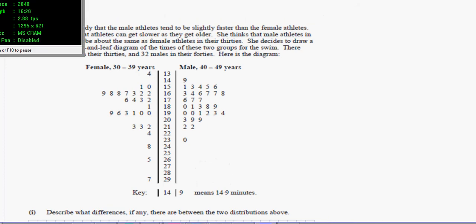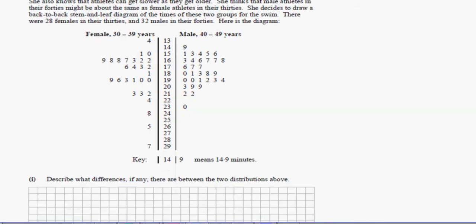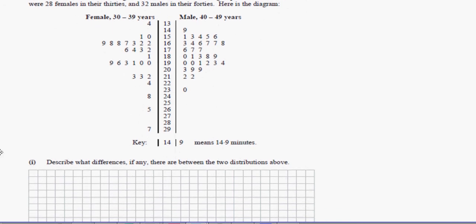Okay, so describe what differences, if any, there are between the two distributions above. Well, what we could do is get the mode and the median. So the mode on this one is which number comes up the most. Okay, so 16.2, 16.8 is quite common. You can see the females have 4 modes. So if it has more than 2 modes, it has no mode.